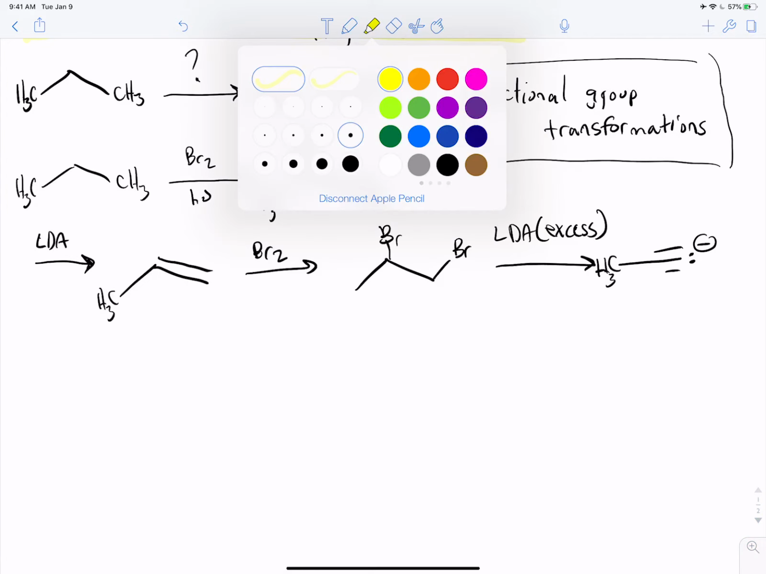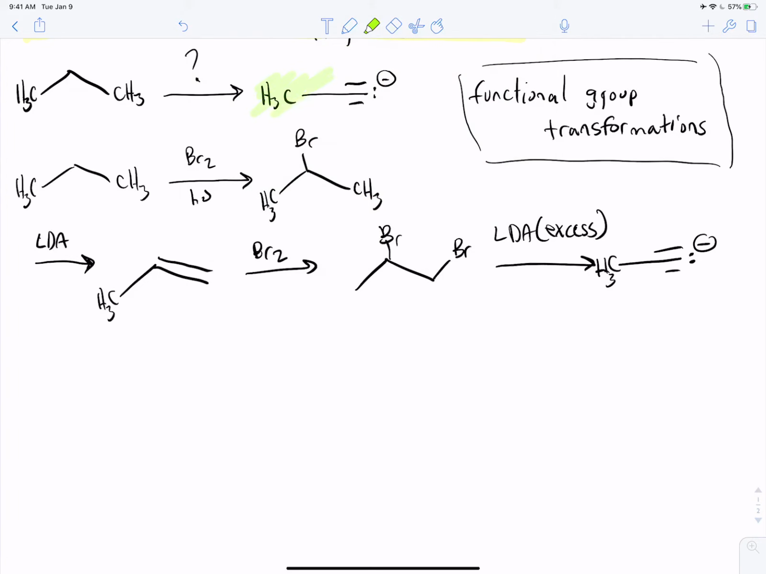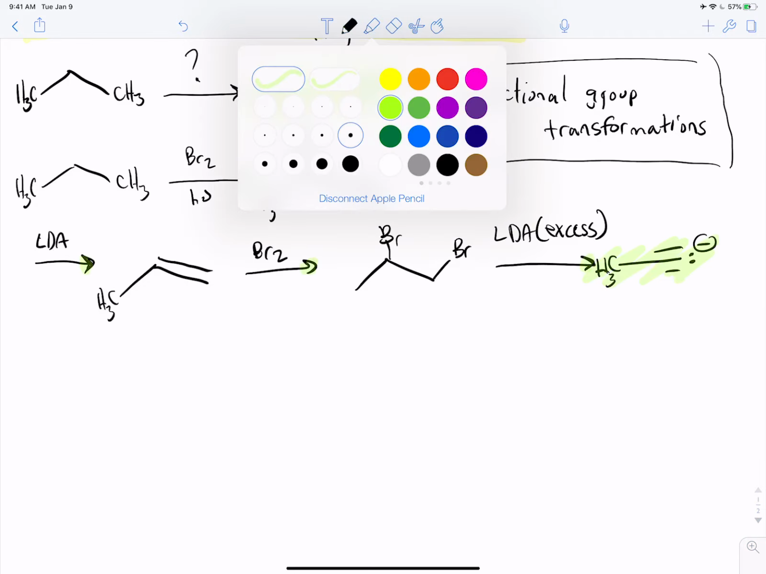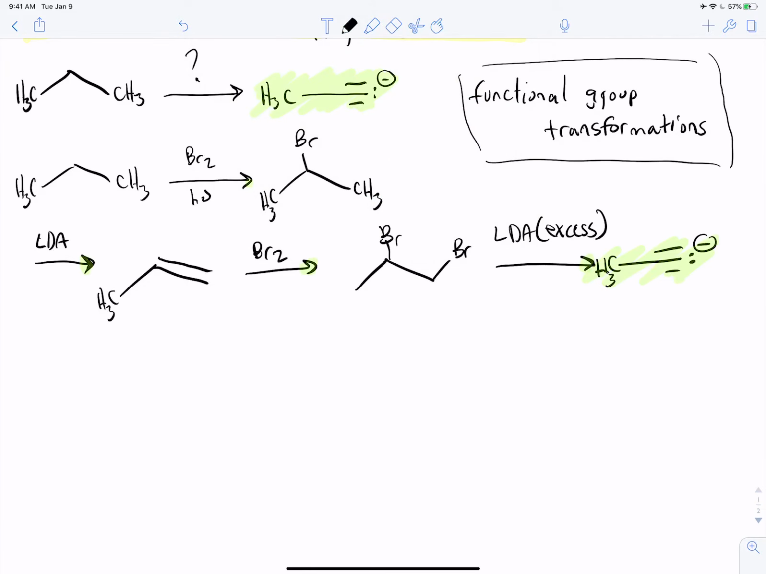We wanted to get this product out, and so we see that we can get to this acetylide anion in, let's see, 1, 2, 3, 4 steps. So starting with an alkene, I can always get to the acetylide anion in just 4 steps.